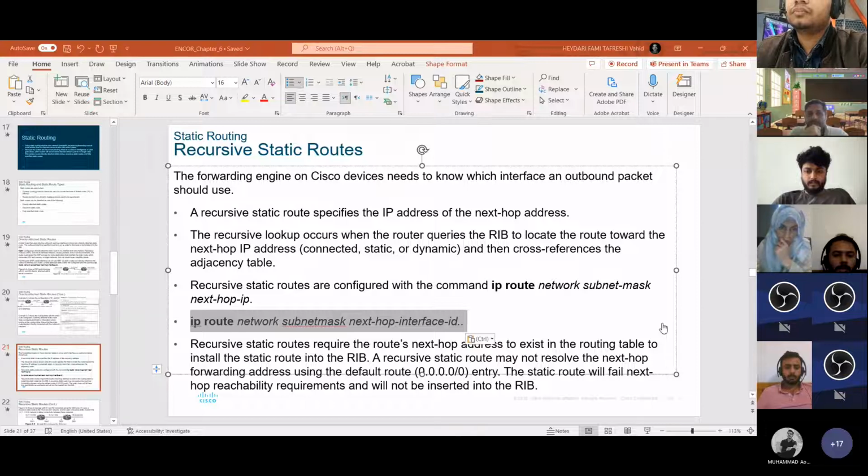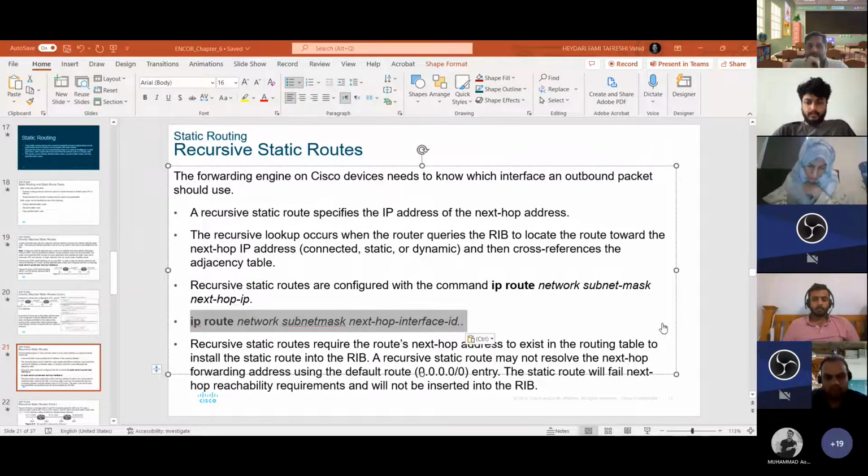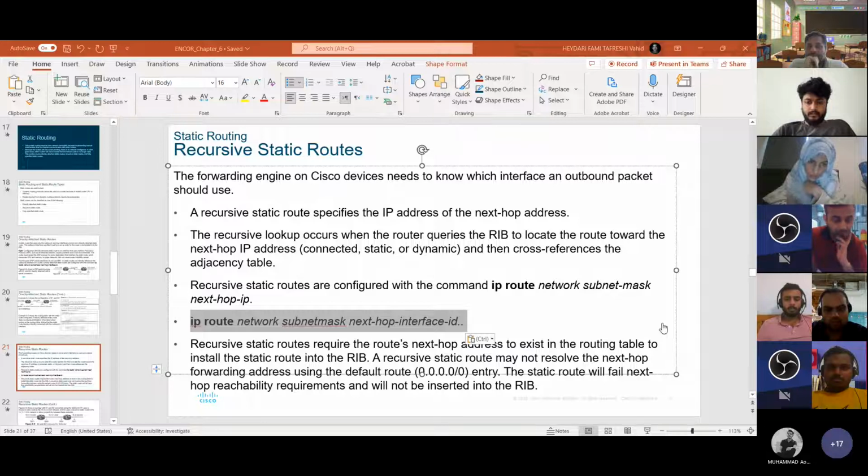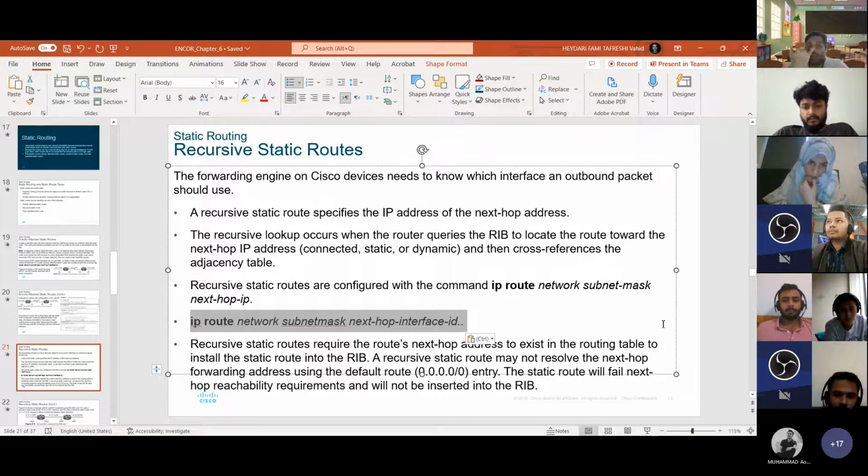Ghulam, go on. Sir, on the first side, the static IP route is pointing at the interface, and the second one is a recursive static route. It's pointing at the next hop IP. Yeah, that's great. Well done, well done, well done.